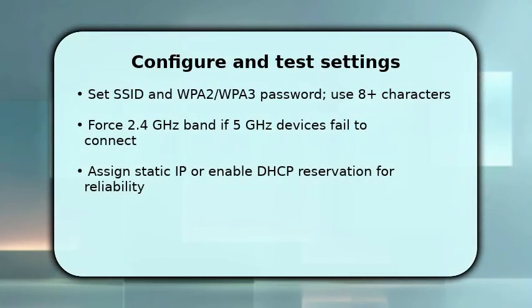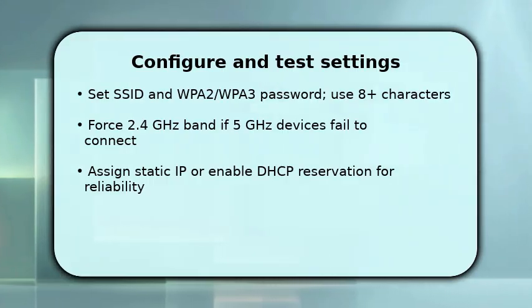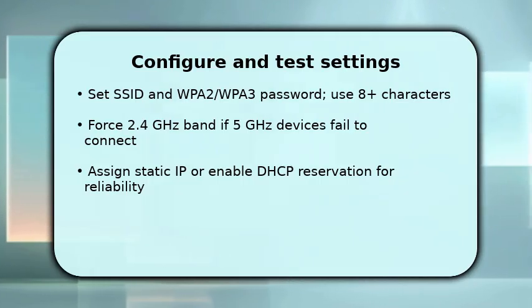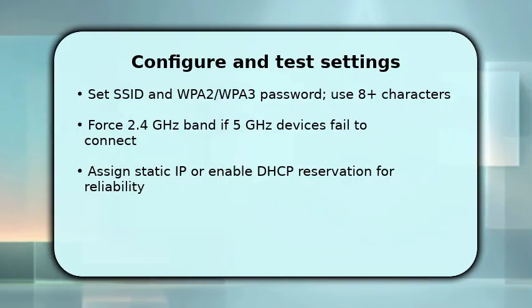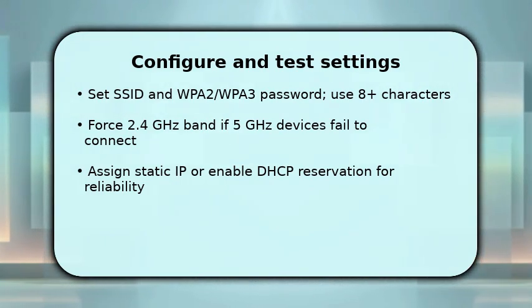Now you configure the hotspot and validate connections. Set a clear SSID and a strong WPA2 or WPA3 password of at least 8 characters so devices can connect securely. If some clients struggle, force the hotspot to 2.4 GHz because range and compatibility are better versus 5 GHz. Make sure DHCP is enabled or assign a static IP on the client to avoid conflicts. Once devices appear, check internet access and run a quick speed test to confirm data flow.